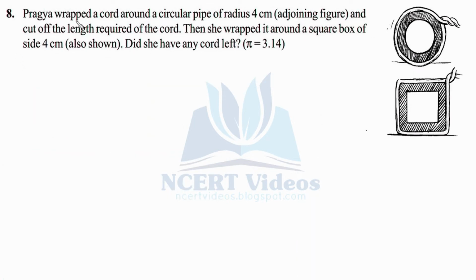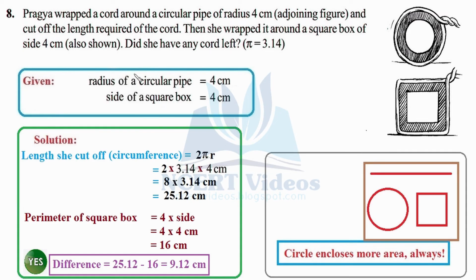8th, Pragya wrapped a cord around a circular pipe of radius 4 cm, adjoining figure, and cut off the length required of the cord. Then she wrapped it around a square box of side 4 cm, also shown. Did she have any cord left? Take pi as 3.14. This question is a little bit different.